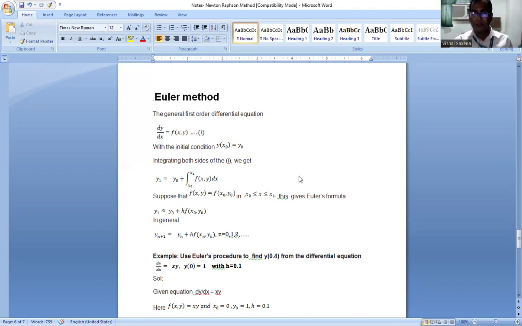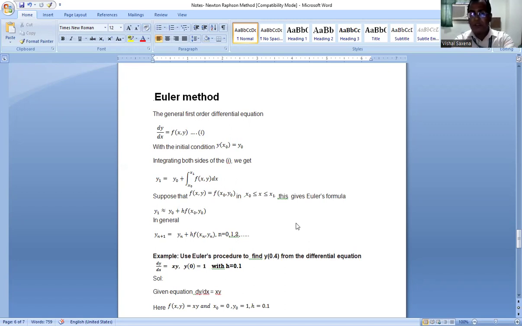Today I am going to take a lecture on the topic Euler's method. This topic belongs to the course Numerical Computations under the program of BCA 6th semester of the university.